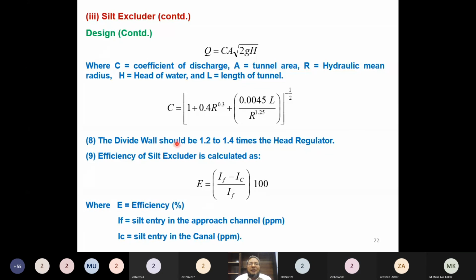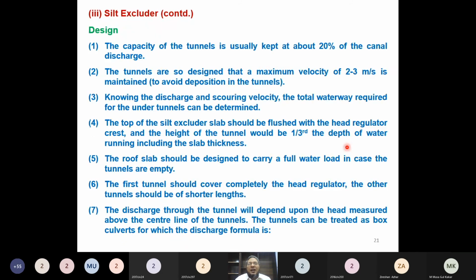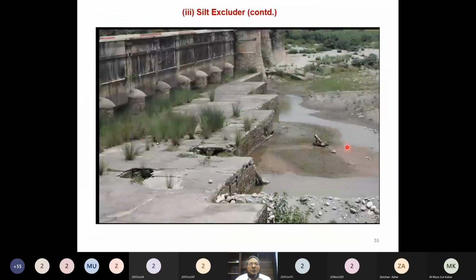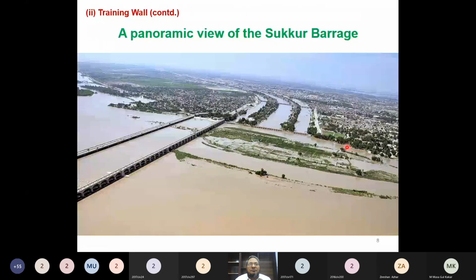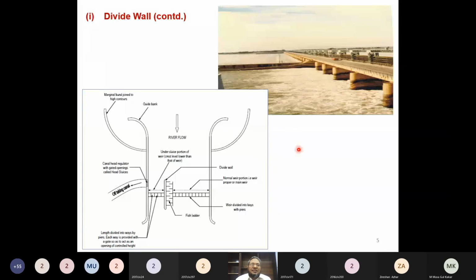Number 8, the divide wall should be 1.2 to 1.4 times the head regulator. How much should we keep the divide wall? This is the divide wall. What should be the length of the divide wall? 1.2 to 1.4 of the width of the head regulator. This is the head regulator. It should be 20 to 40% more than this. Okay?